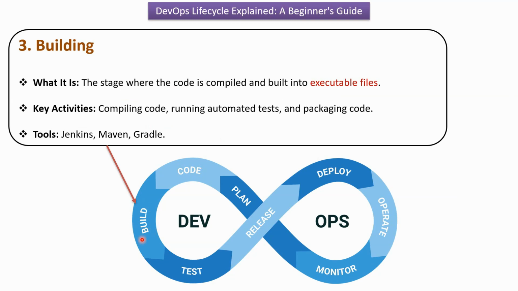The third stage is building. In this stage, code is compiled and built into executable files. Key activities are compiling code, running automated tests, and packaging code. The tools used are Jenkins, Maven, and Gradle.